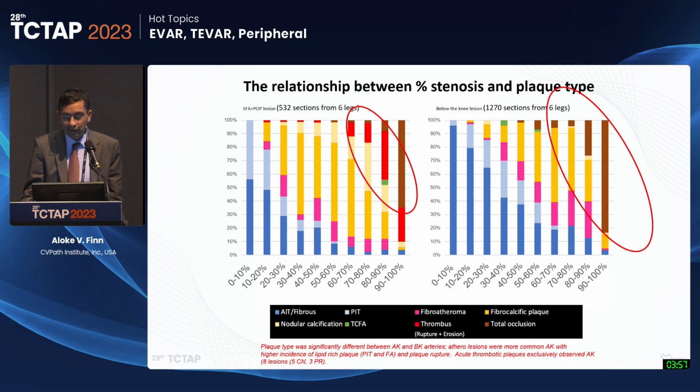What you see here is that plaque types were significantly different above the knee and below the knee. Atherosclerotic lesions such as fibroatheroma and pathological intimal thickening were more common above the knee than below the knee.